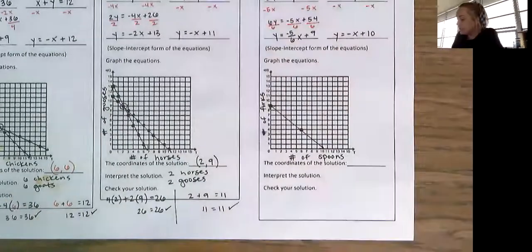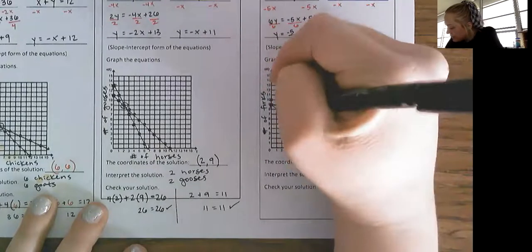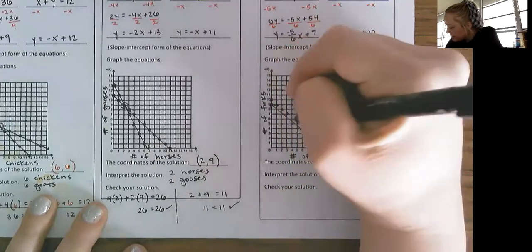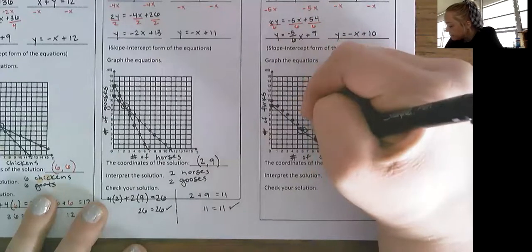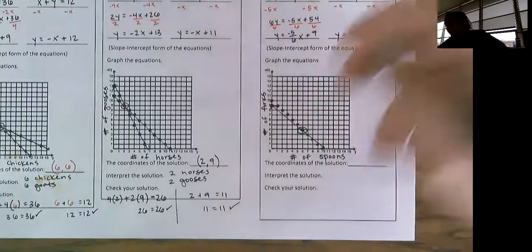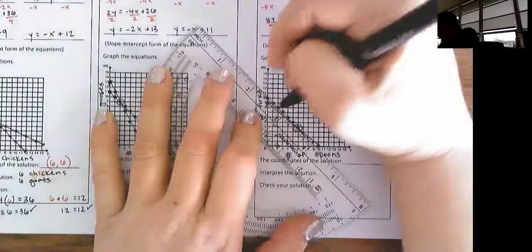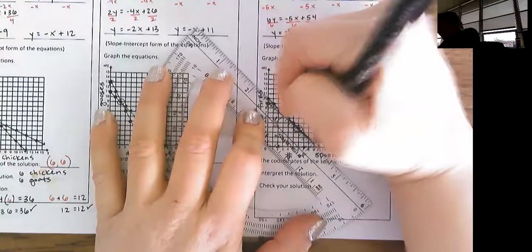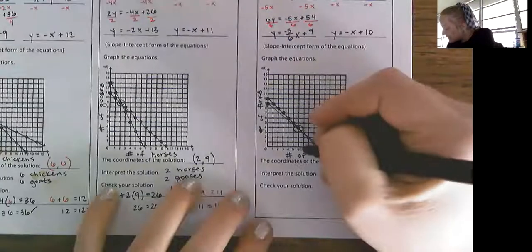Okay, and our second equation starts at 10, and we are going down one, to the right one, down one, to the right one, repeating. There it is. These all look like they cross, but they don't. It's just because I drew it poorly. Those are very, very similar lines. Wow, those slopes. Okay, so let's check that coordinate. That coordinate is at 6, 4.